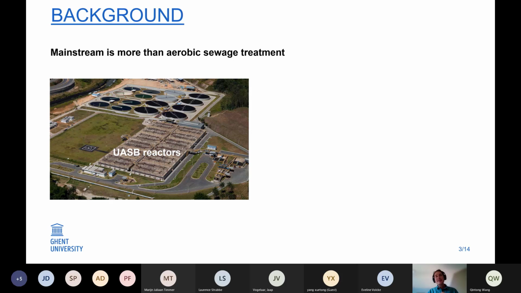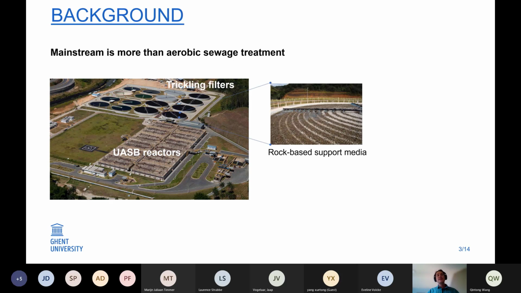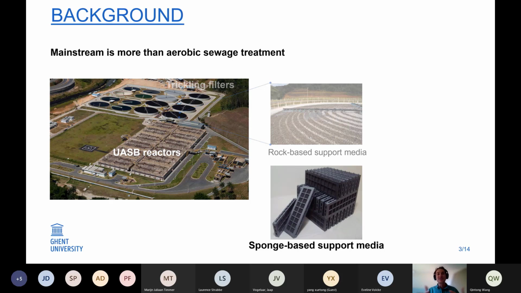However, nitrogen leaves the system mainly in the form of ammonia. Therefore, a post-treatment step is required, for which trickling filters have been applied to a large extent. These trickling filters are typically filled with rock-based support media. And then over the last years, a sponge-based support media has been researched in order to enhance mainly the total nitrogen removal efficiency in the system.